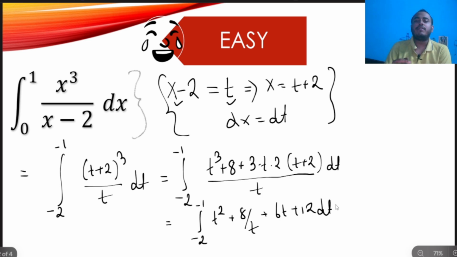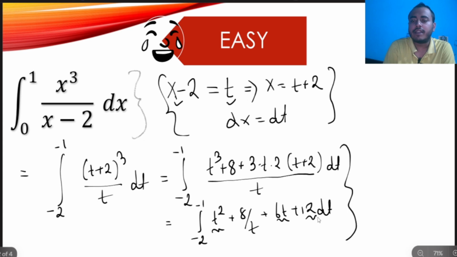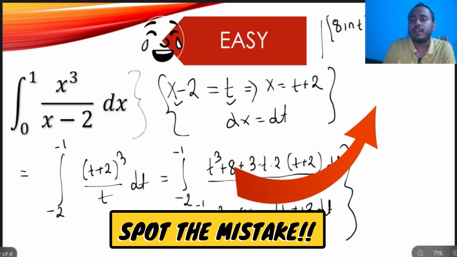We understand that the rest of the terms can be integrated, but what about the 8 by t term? Because the antiderivative of 1 by t is ln of t, but the limits of t are from minus 2 to minus 1. So there would be a question in every problem from my side. My question to you is obviously this, and the rest can be integrated and you will get the final answer. But for the 8 by t term, let us do it here. We will get 8 ln t, and the limits would be from minus 2 to minus 1.